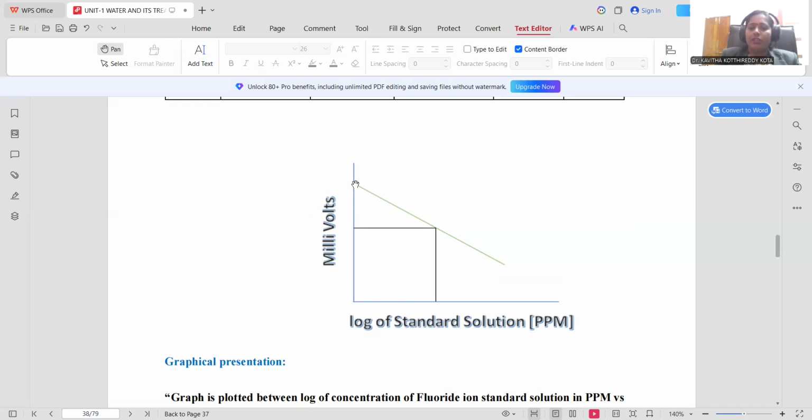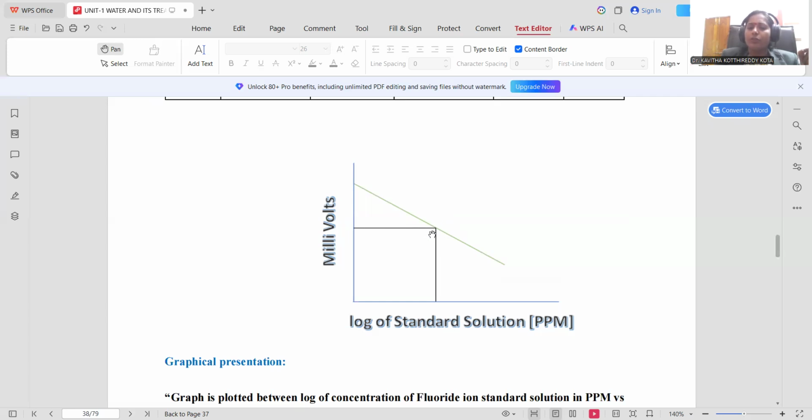If you measure all these values, you can put the dots and connect the dots with a straight line with a positive slope. After getting this, the unknown fluoride ion sample solution will be there, whose concentration is not known to you. But whenever it is placed in the potentiometer, what happens? It will give a certain reading. For example, it is giving the reading at this point. This is the reading of the unknown fluoride ion sample solution.